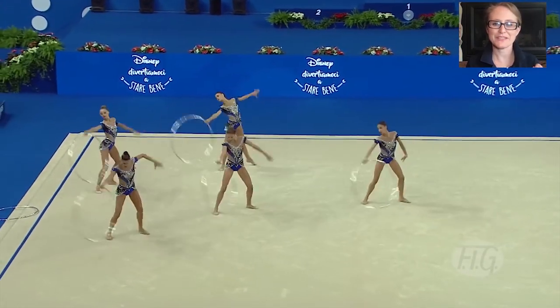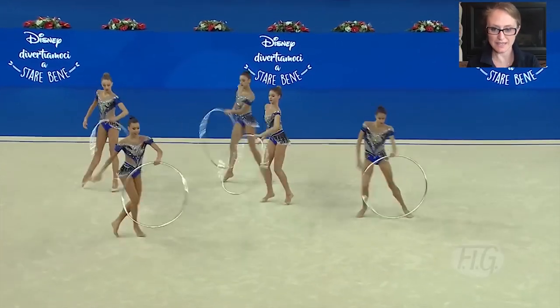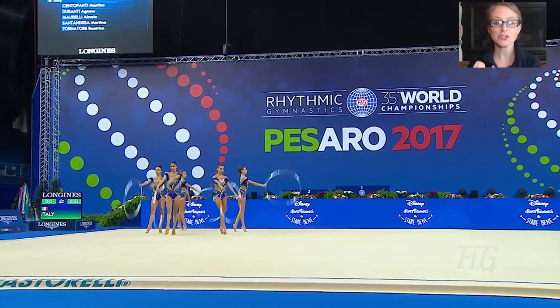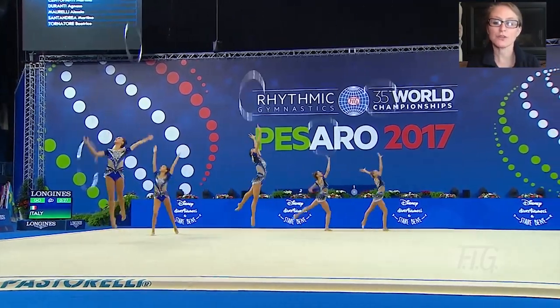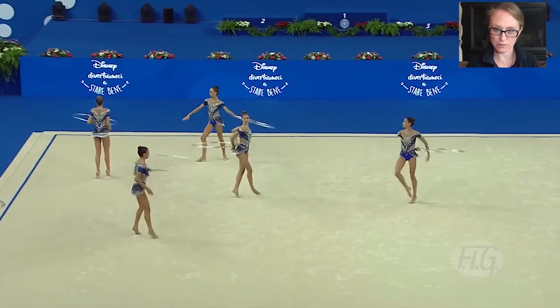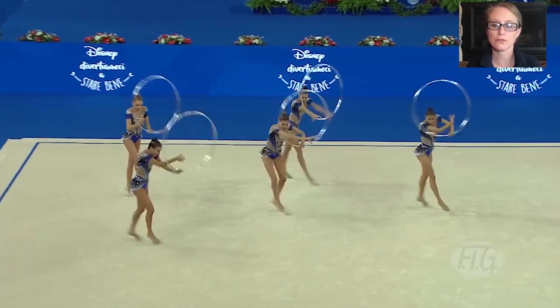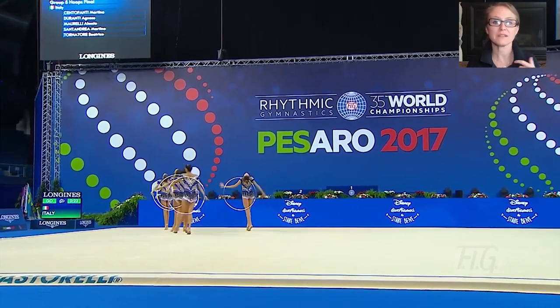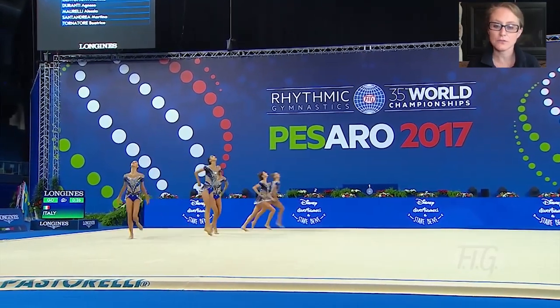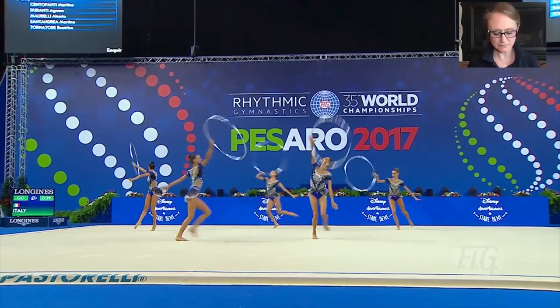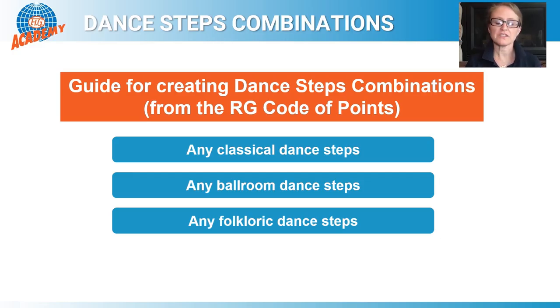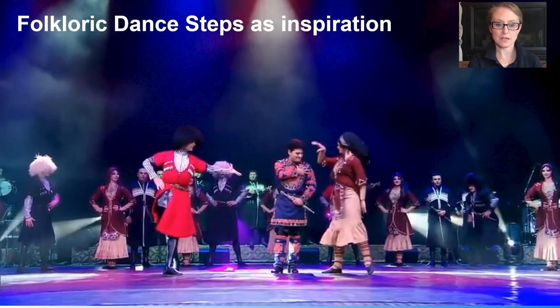In this example, we have the same Swan Lake, and you can see in the arm movements an actual homage to the original classical dance from Swan Lake, with the iconic arm movements as this group performs a different version of Swan Lake, but still emphasizing dance movements from classical ballet. Cabrioles, chenets, passes, etc. The Code of Points also mentions folkloric dance steps as a guide for creating dance steps. So let's look here at an example of steps from traditional Georgian dance.